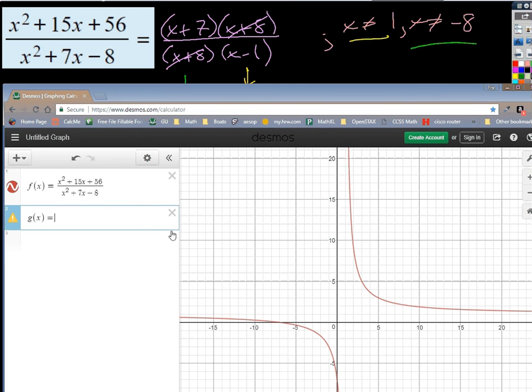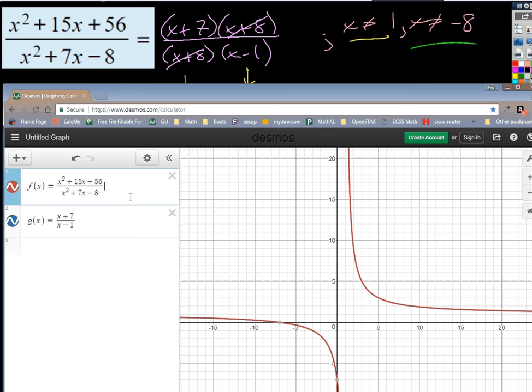How do you think the graph of x plus 7 divided by x minus 1 is going to compare to the red one when I put it in? It's going to be the same. It is. They completely overlap, right? Okay, but they're not exactly the same.